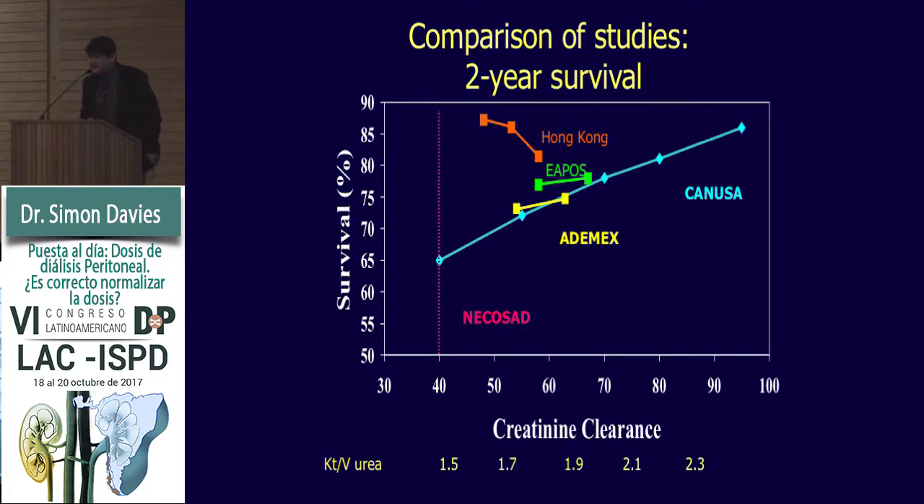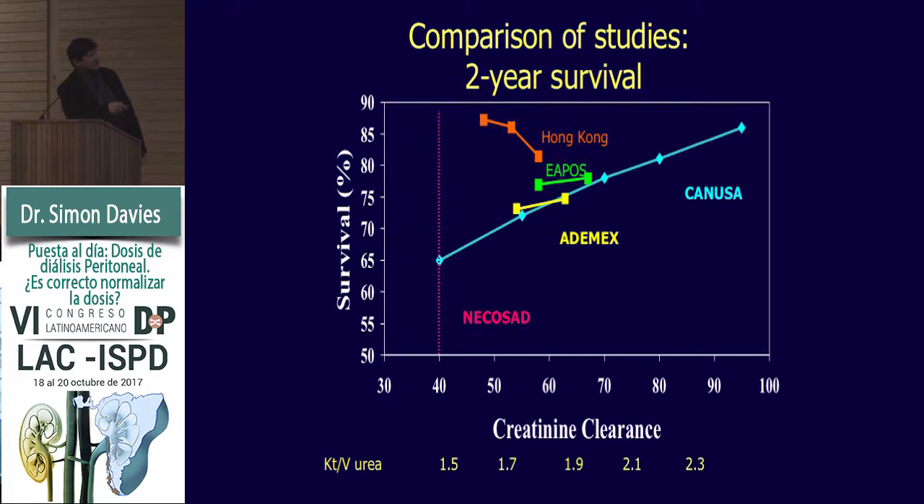Well, what I've done on this slide is to try and summarize all the meaningful sized studies that have looked at the relationship of dialysis dose to survival. And what you see here is the first study that drew this to our attention, the CANUSA study, showing a very clear relationship between overall total dialysis dose, by the creatinine clearance or the Kt/V for urea, against 2-year survival.